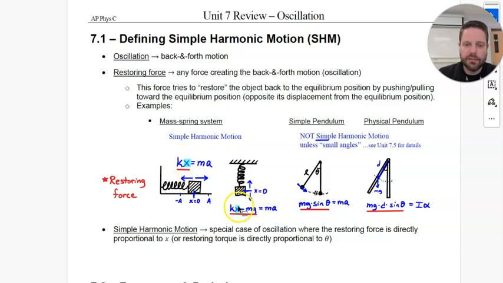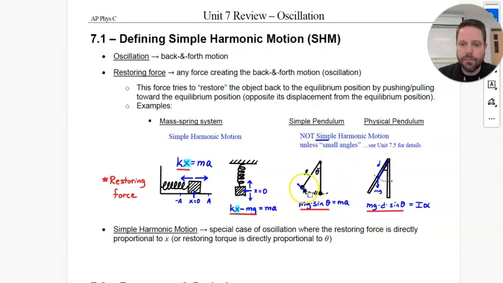For a vertically hanging spring, again, there's a spring, but there's also gravity, so the equilibrium is going to be when those two forces are balanced, and any time that the mass is stretched out or compressed, then that is going to exert a net force, which we can find by doing Kx minus mg. So Kx minus mg is our restoring force.